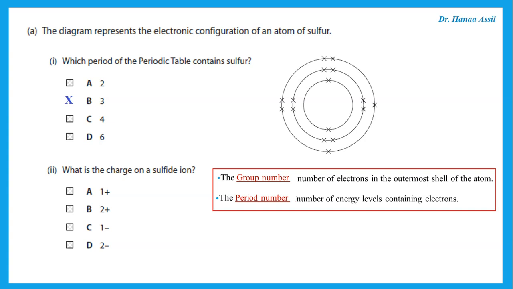What is the charge on a sulfide ion? Well, I look at sulfur. How many electrons in sulfur? In the outer shell, it has 6 electrons in outer shell. So it needs how many more to have a full outer shell? It needs to take 2, but when it takes 2 electrons, which are negatively charged, it becomes an ion with 2 negative charges.